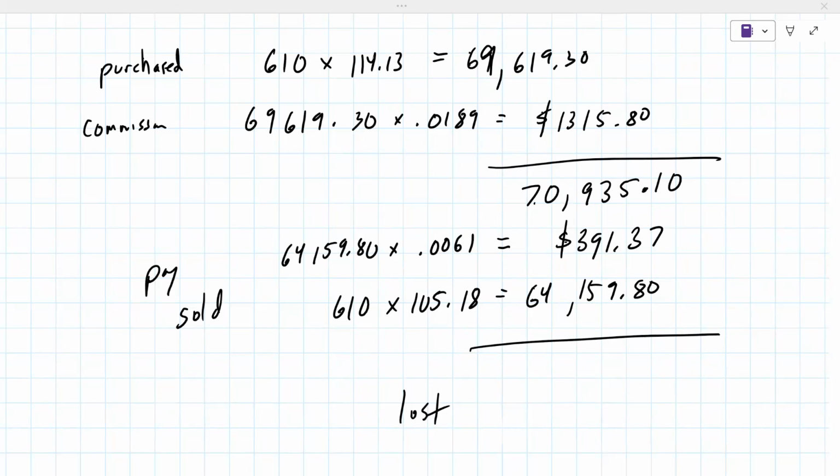So I'm adding 391.37 to 64,159.80. I'm a little behind you here. So I have a loss of $7,167. I'm subtracting. Wait, am I subtracting it?